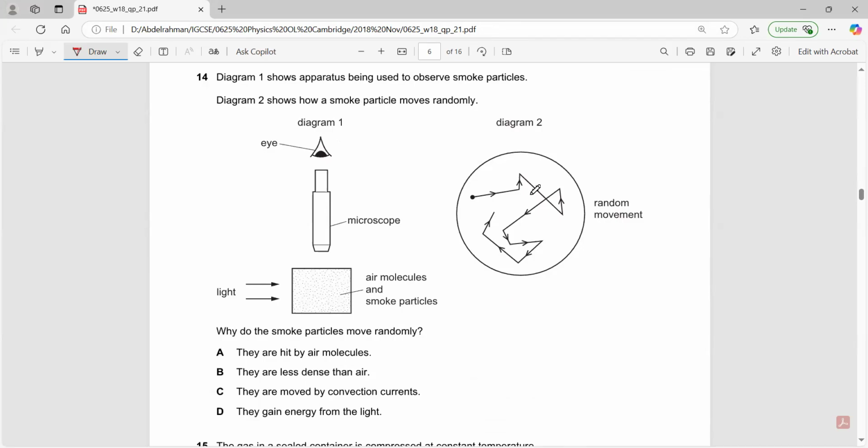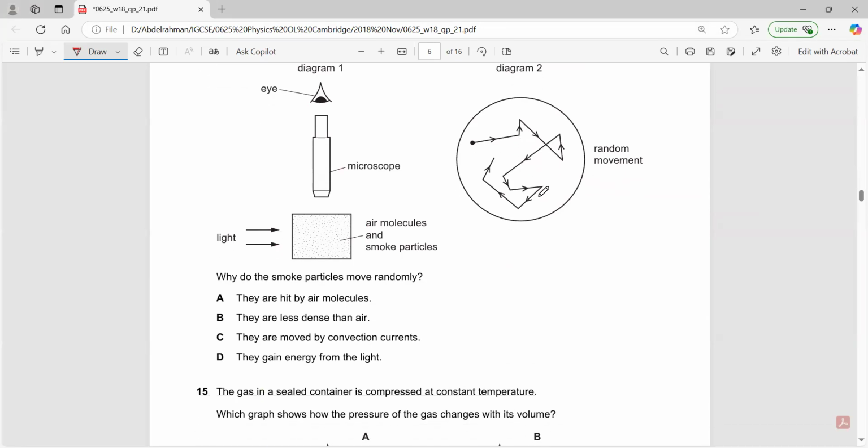Question 14. This is Brownian motion. Why do the smoke particles move randomly? Because they are hit by the air molecules. The smoke particles are hit by the air molecules.